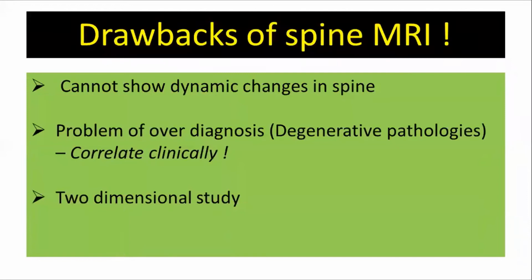There can be a problem of overdiagnosis, because if you screen 100 normal people, 50% will have some degenerative change or other. So it is very important to correlate your findings clinically. And third, it is a two-dimensional study, unlike a CT scan.